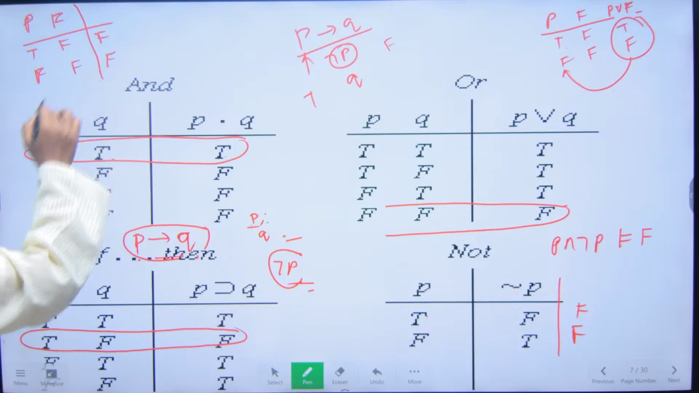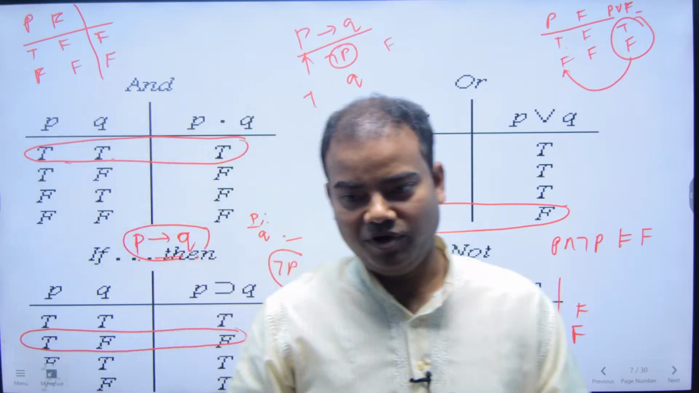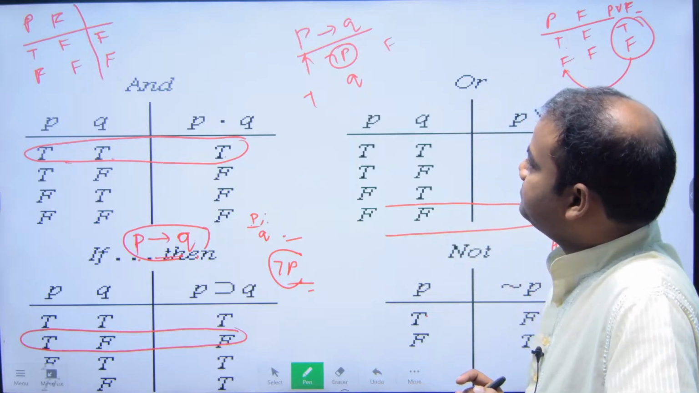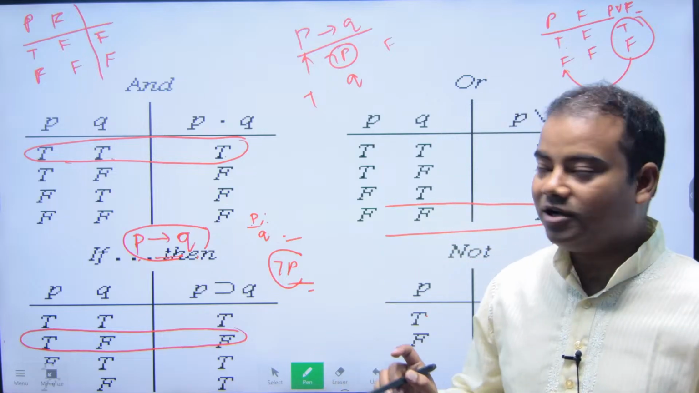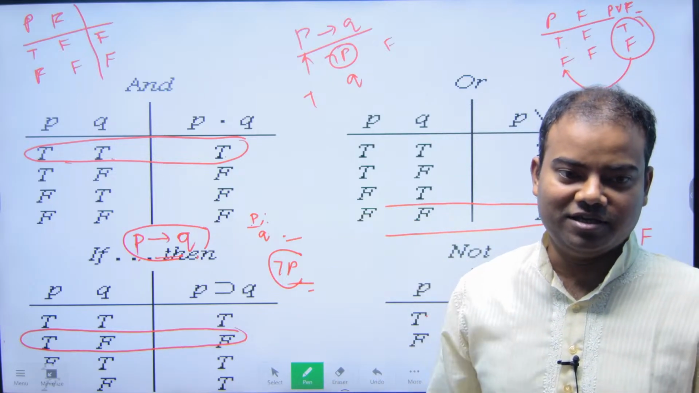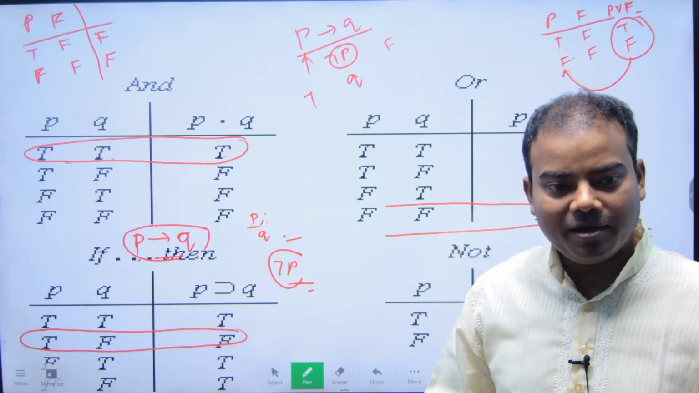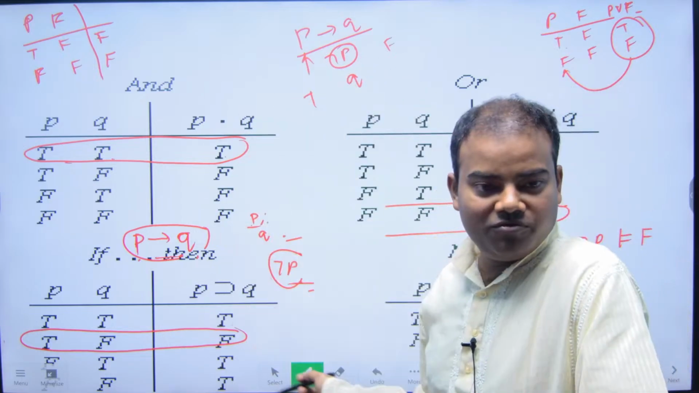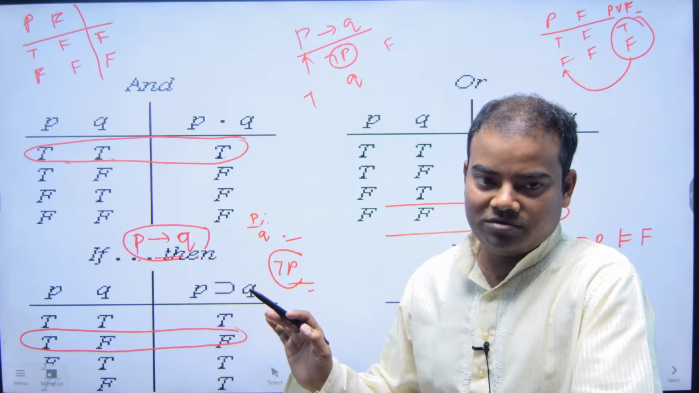False. Is it clear? So whenever you have any doubt, you always come to the truth table and do this, because this is the easiest way. It may take more time, but with this you will never go wrong.